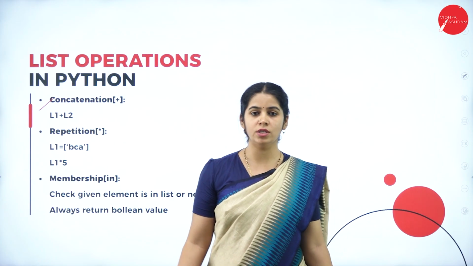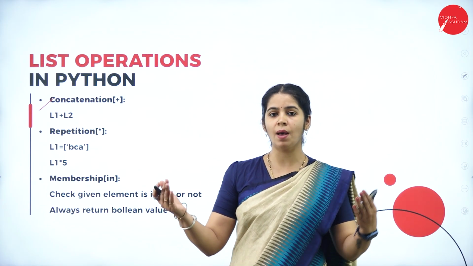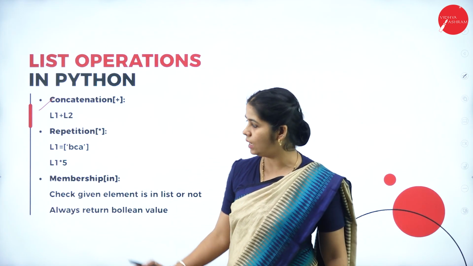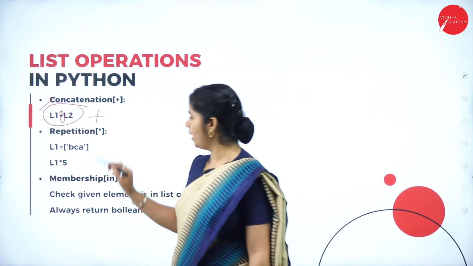We can concatenate 2 lists to form a new list. Concatenation means combining the elements of 2 lists and putting them together in a single list. How can we do it? We can do it by using the plus operator.